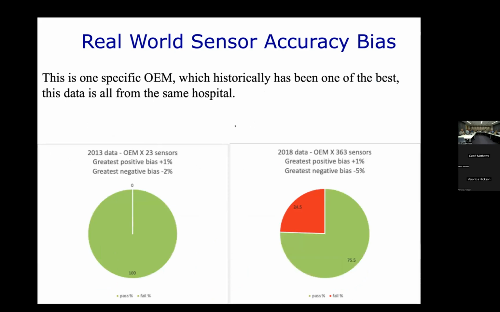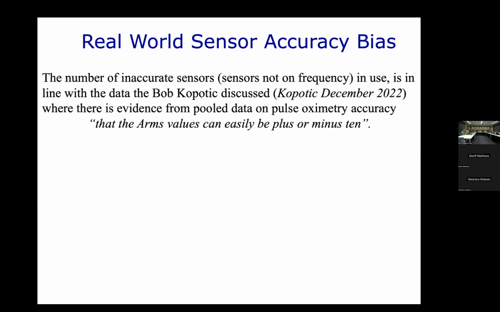This is the data from one OEM. In 2018, we saw getting on 25% failing in accuracy. So the number of inaccurate sensors not on frequency in use is in line with what Bob Kapotti was mentioning back in December. They were saying when they pulled a load of data together, it looked so grim you wondered how you could ever use pulse oximetry. Next.